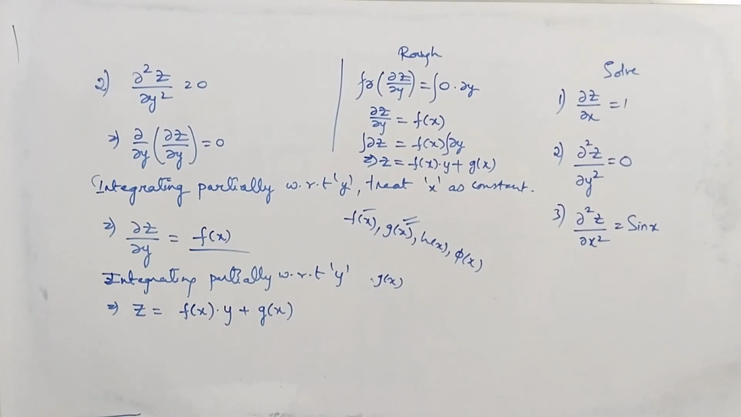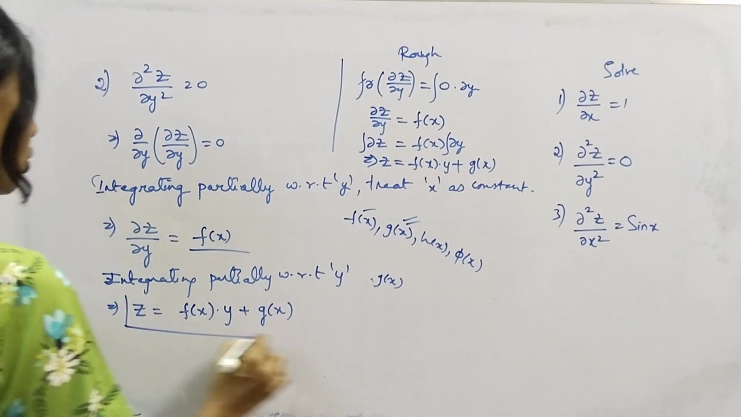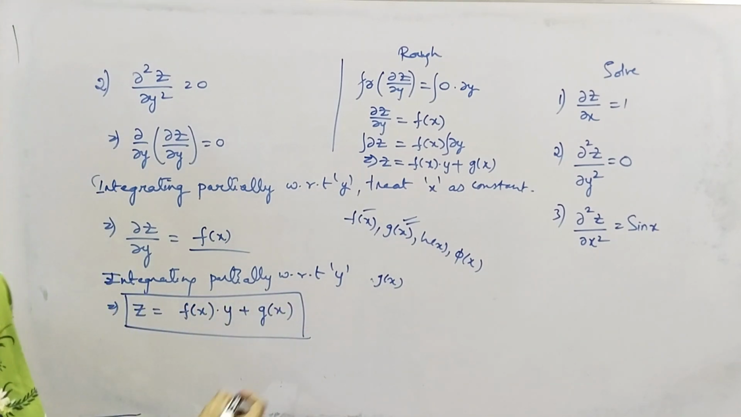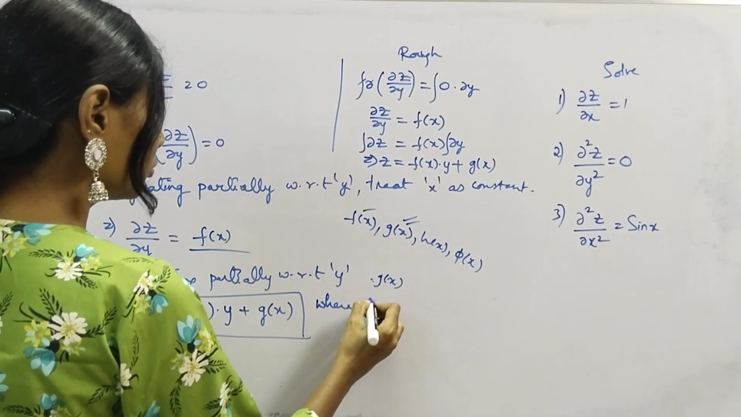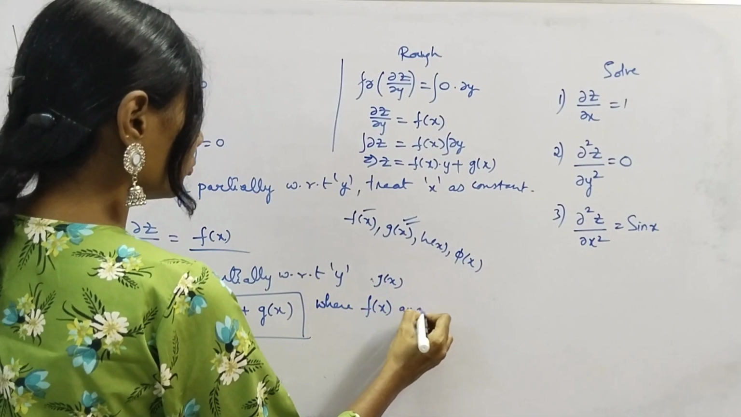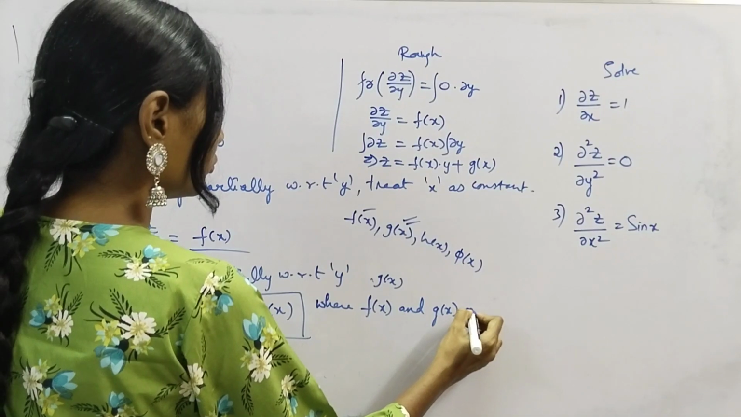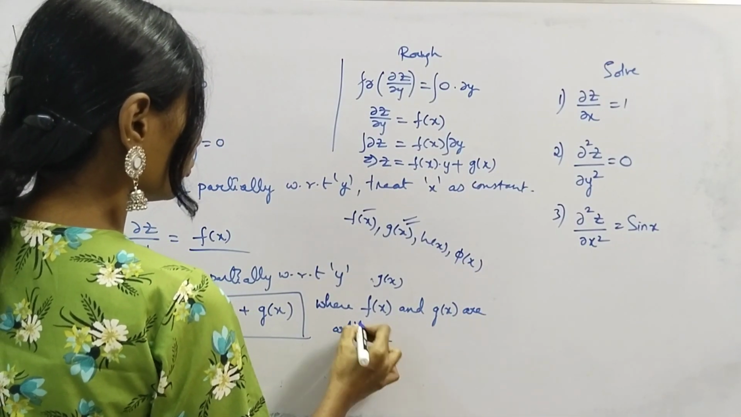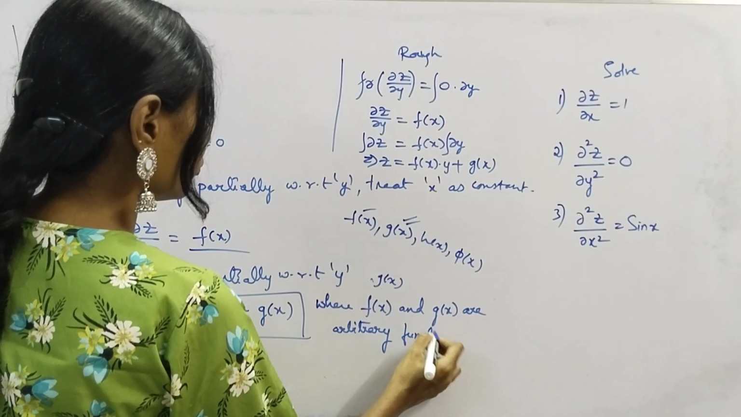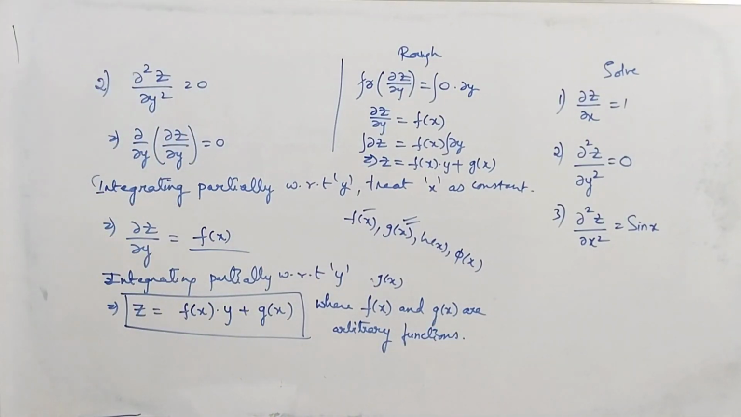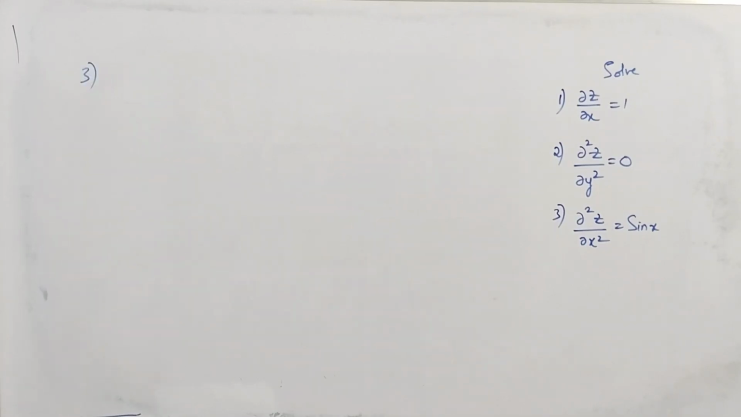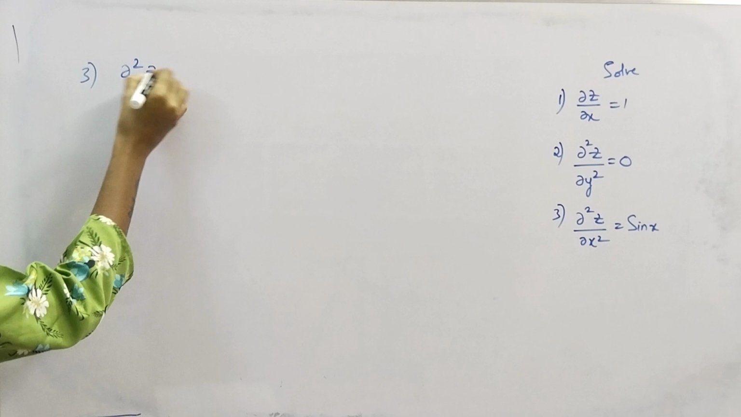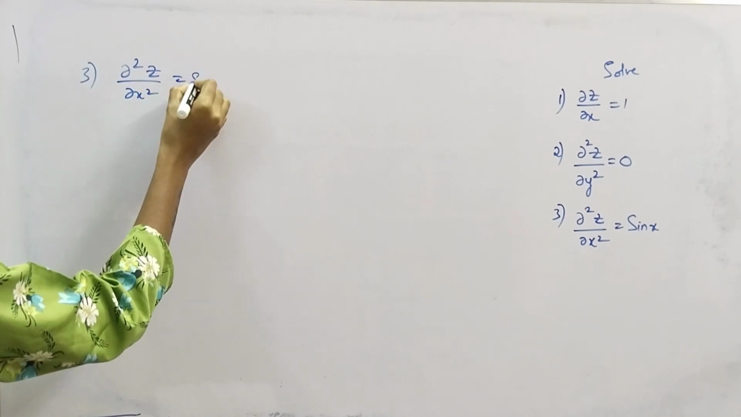Fine. Now coming to the third one. Here f of x and g of x are arbitrary functions where... Now coming to the third problem, solve ∂²z by ∂x² equal to sin x.